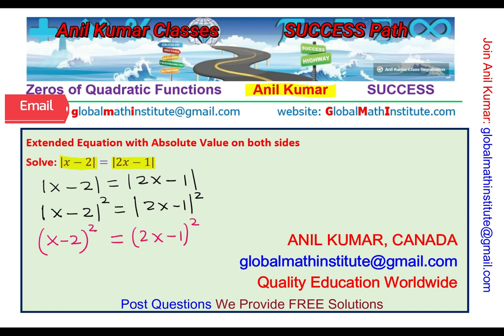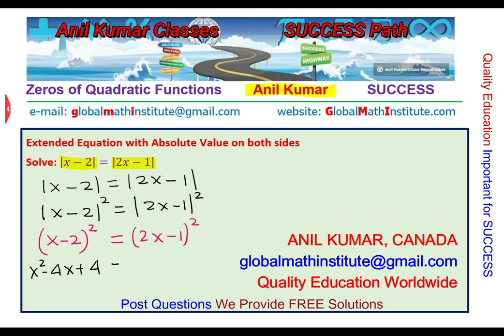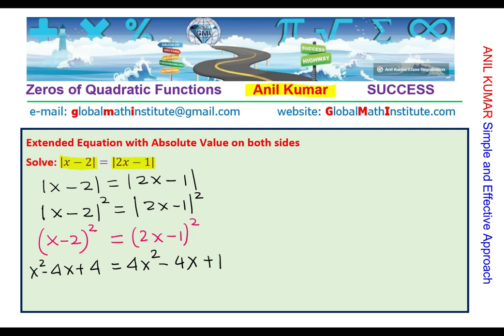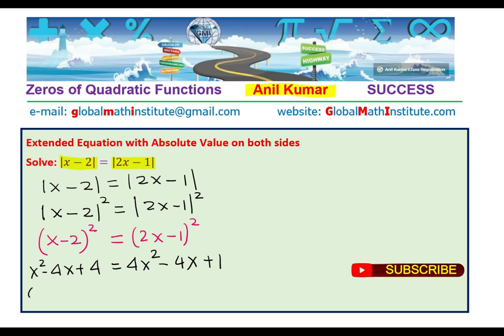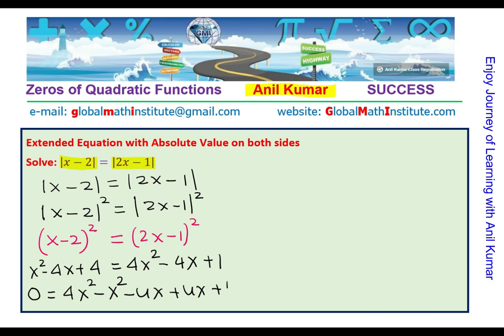Expanding both sides, what do we get? Well, x minus 2 whole square is x square minus 4x plus 2 square, which is 4. And 2x minus 1 whole square is 2x whole square, which is 4x square, right? 2 times ab means minus 4x and plus 1. So now we have a quadratic equation. 4x square being on the right, I'll take all the terms to the right hand side, writing 0 on the left hand side. So we get 4x square minus x square. We have minus 4x and this becomes plus 4x. We have plus 1 and minus 4.